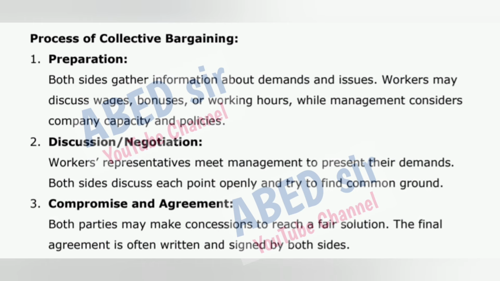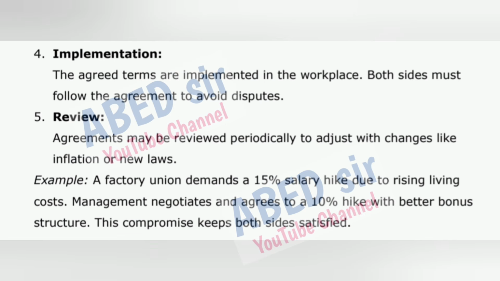3. Compromise and agreement. Both parties may make concessions to reach a fair solution. The final agreement is often written and signed by both sides. 4. Implementation. The agreed terms are implemented in the workplace. Both sides must follow the agreement to avoid disputes. 5. Review. Agreements may be reviewed periodically to adjust with changes like inflation or new laws.